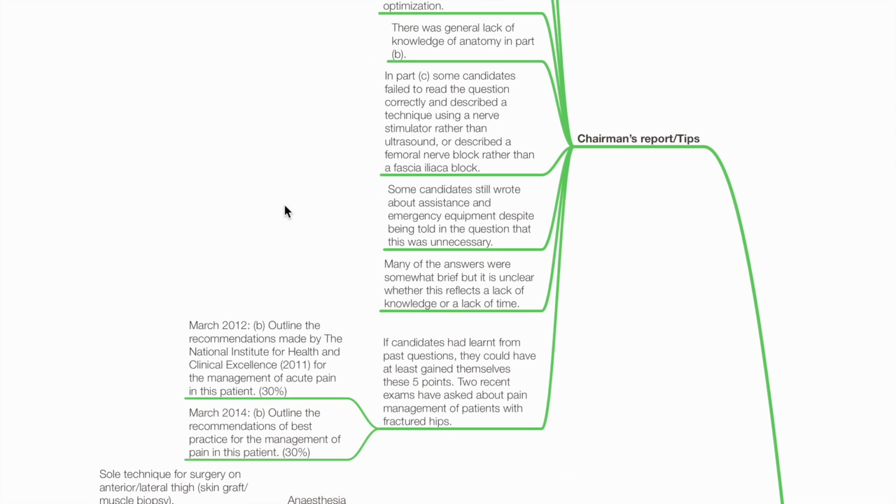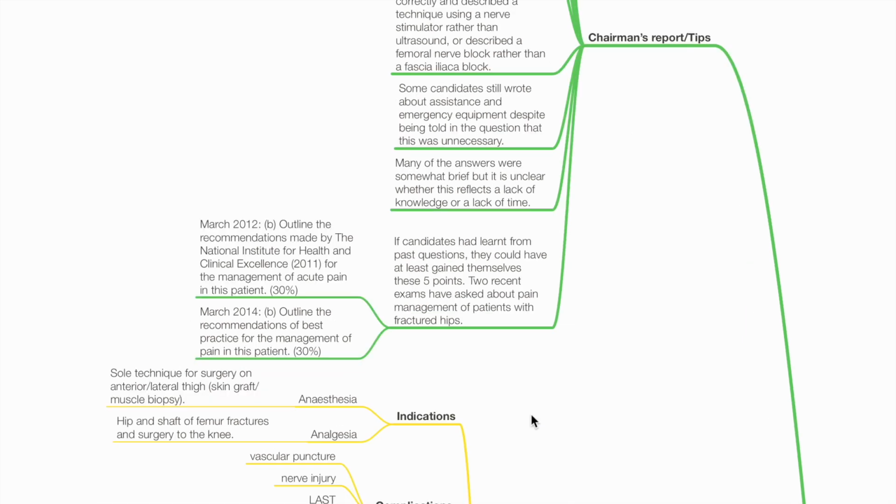Some candidates wrote about assistance, emergency equipment, despite being told in the question that this was unnecessary. Many of the answers were brief, but it was unclear whether it reflects a lack of knowledge or a lack of time. 2 recent exams have asked about pain management in patients with fractured hips, March 2012 and March 2014.